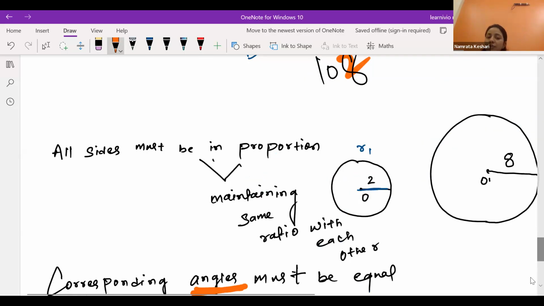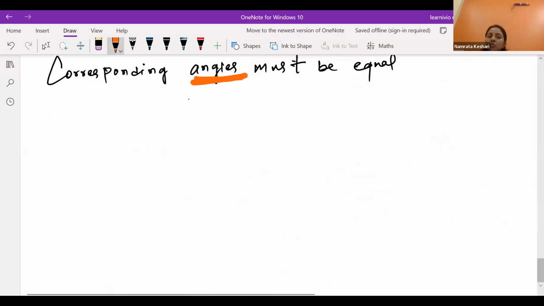Any two circles. If I draw any two circles, you will not ask me what the measurement is. You will say yes, these two will be similar. Getting it? Yes, ma'am.